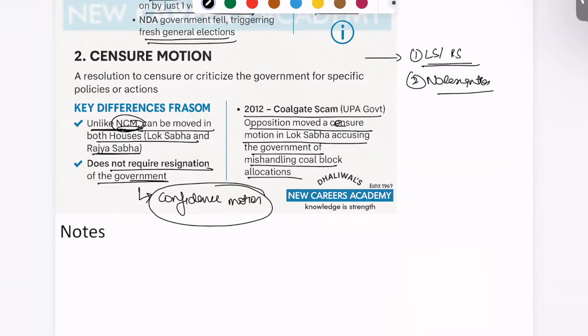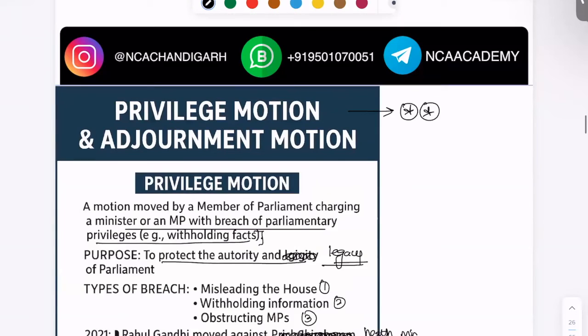It is only to censor. Censor का मतलब क्या होता है? Rebuke. हमने किया हुआ ना? Chiding. The government for its unresponsiveness can be passed both in Lok Sabha and Rajya Sabha.